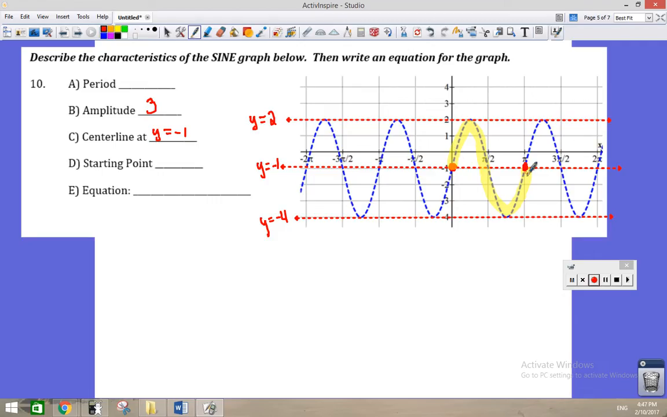This has an x-coordinate of pi, this has an x-coordinate of 0, and pi minus 0, my period is pi. All right, the coordinates of this starting point have an x-coordinate of 0 and a y-coordinate of -1. All right, so let's see what we have here. Let's start thinking about how we're going to write this equation.